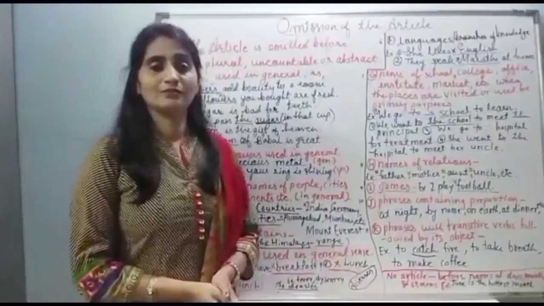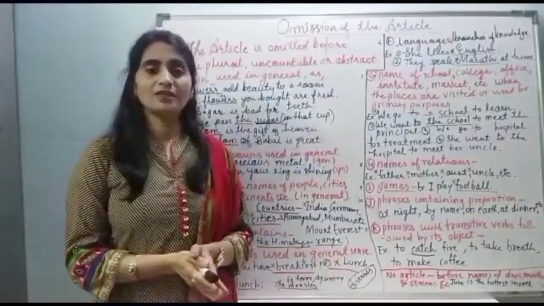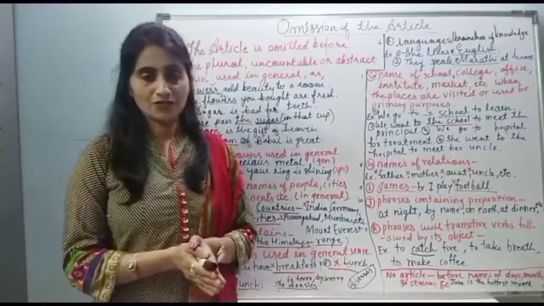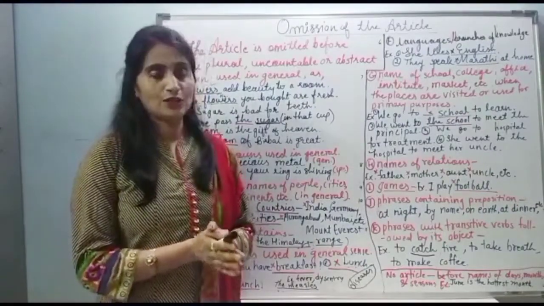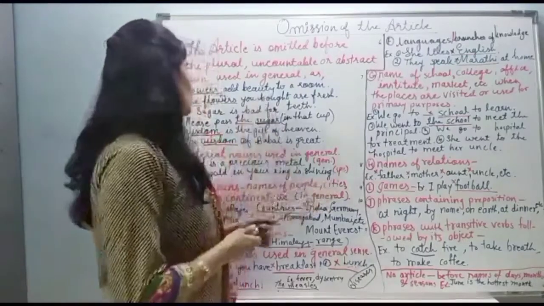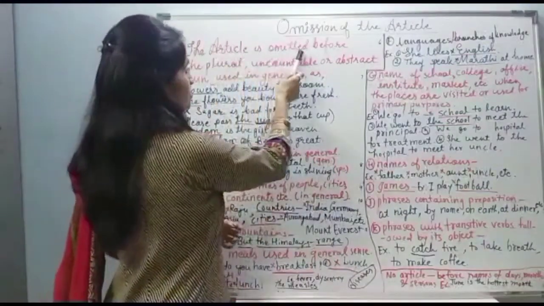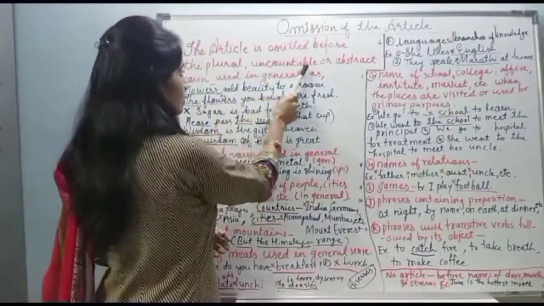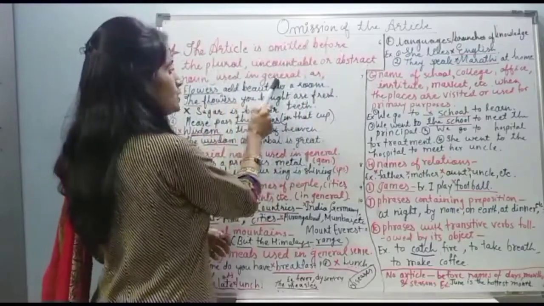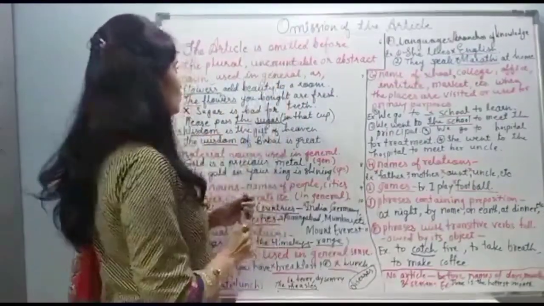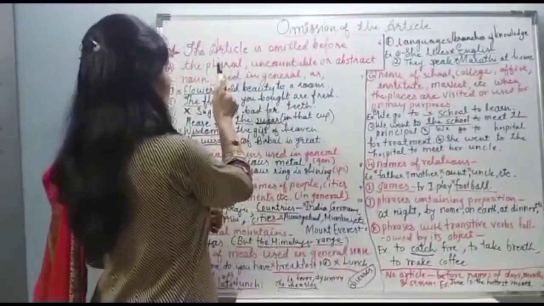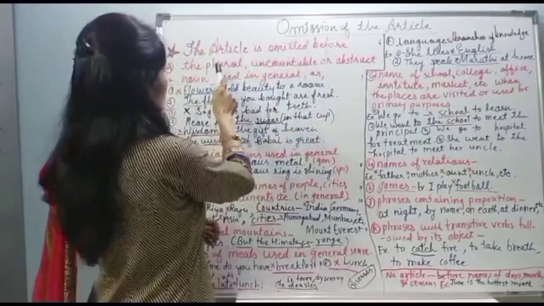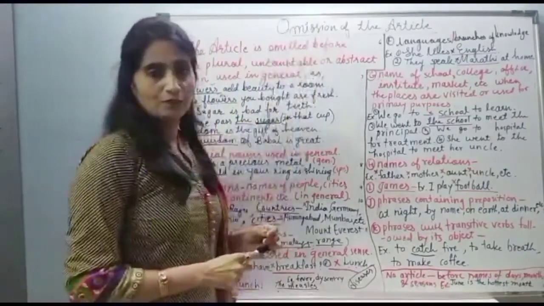So let us start. See here, I have written some rules as well as examples. Please pay attention, watch the whole video and try to understand. I am reading now. The article is omitted before number 1, the plural, uncountable or abstract noun used in general. What is the first rule? That before the plural, uncountable or abstract noun, the article is omitted.